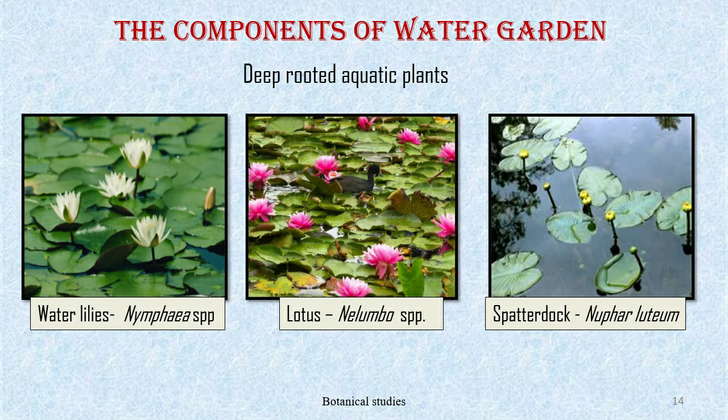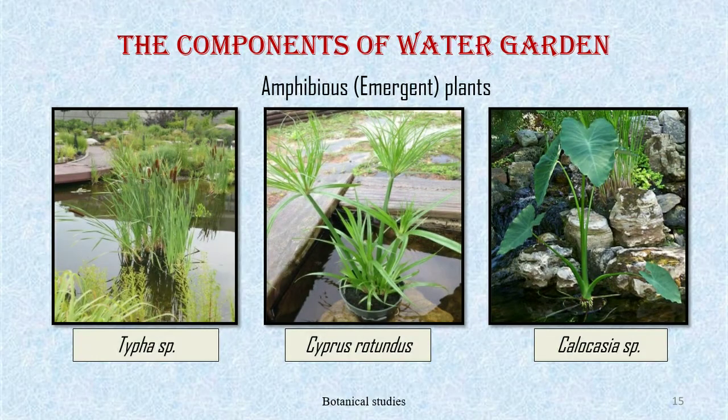Third, deep-rooted aquatic plants. It includes water lilies, that is Nymphaea species, lotus, that is Nelumbo species, spatterdock, that is Nuphar luteum. Fourth, amphibious or emergent plants. It includes Typha species, Cyperus rotundus, and Colocasia species.